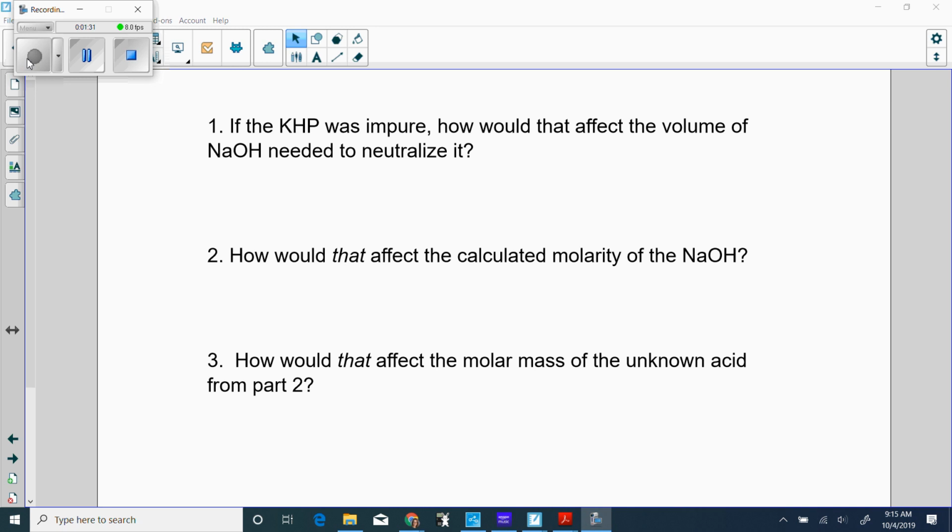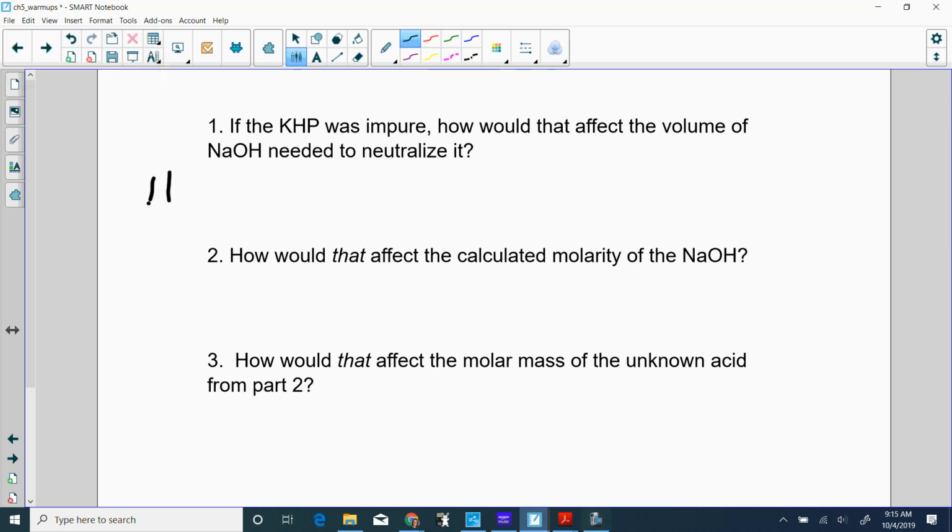So it says if the KHP was impure. KHP was what we put in the flask for the first three titrations. So we did the 0.4 and put it in the flask. And up here in our burette, we had our chunky NaOH. The point of the first three titrations was to figure out what the molarity of our chunky NaOH was because it was chunky. We tried to make 0.1, but it wouldn't work out to be 0.1. Okay?